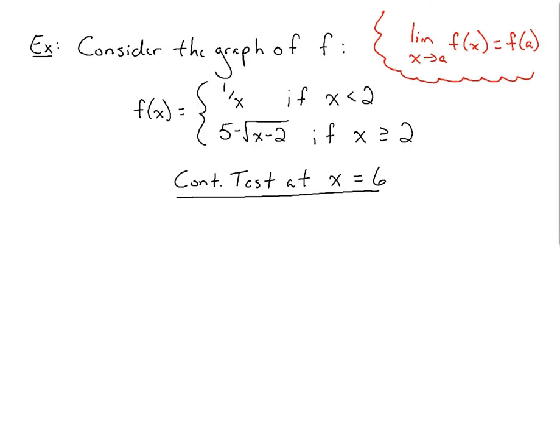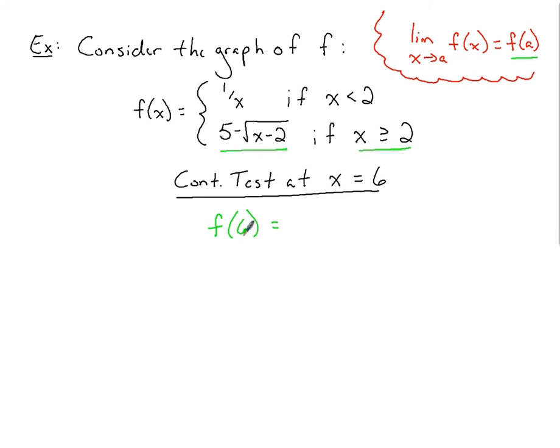With the piecewise function, knowing what we know about the definition of continuity, we're going to start by finding f of a. In this case, it's a continuity test when x is 6. A is 6. So we're going to take 6 and plug it into the function. Now, we have to plug into the function where the function is defined. 6 is greater than 2.